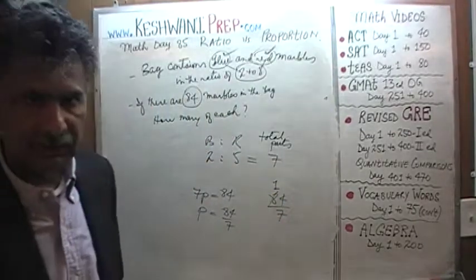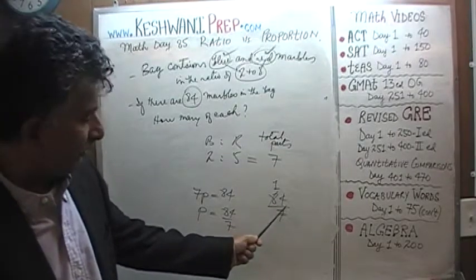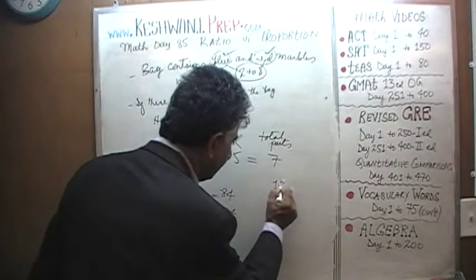8 has 1 7. The remaining one goes and joins the 4 and becomes 14. And 14 has 2 7s. There you go.